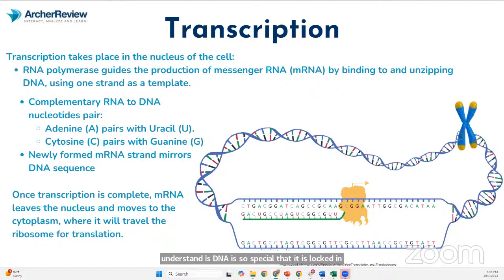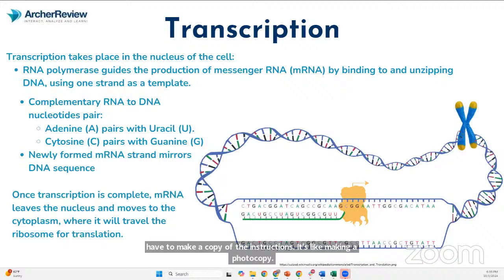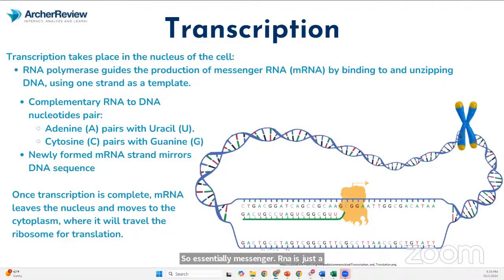And so that causes a problem because proteins are built in ribosomes, and ribosomes are not inside the nucleus. And so in order to build that protein somewhere else, we have to make a copy of the instructions. It's like making a photocopy. So essentially, messenger RNA is just a photocopy of a segment of DNA that is providing the instructions to build a protein.